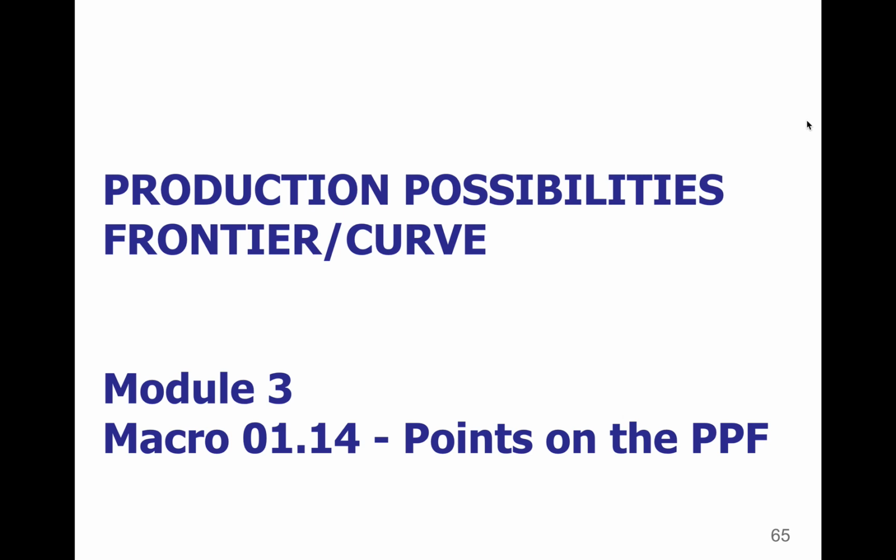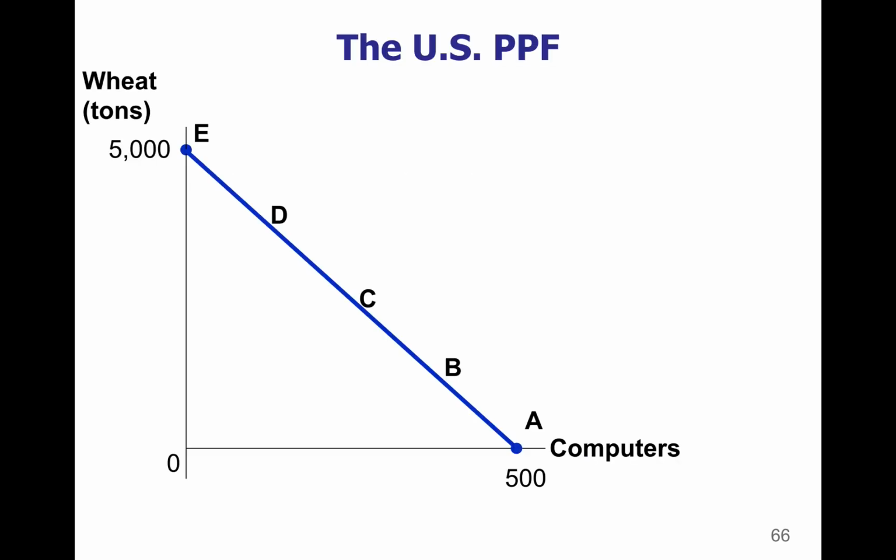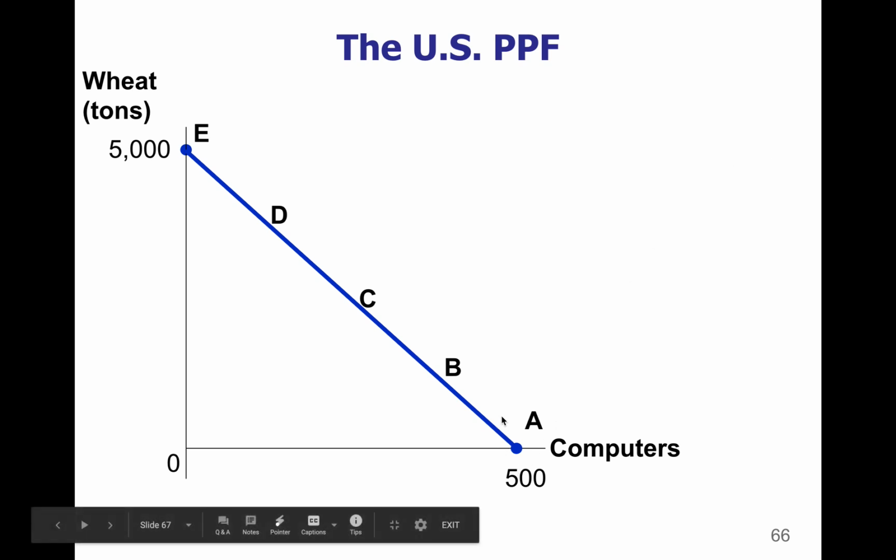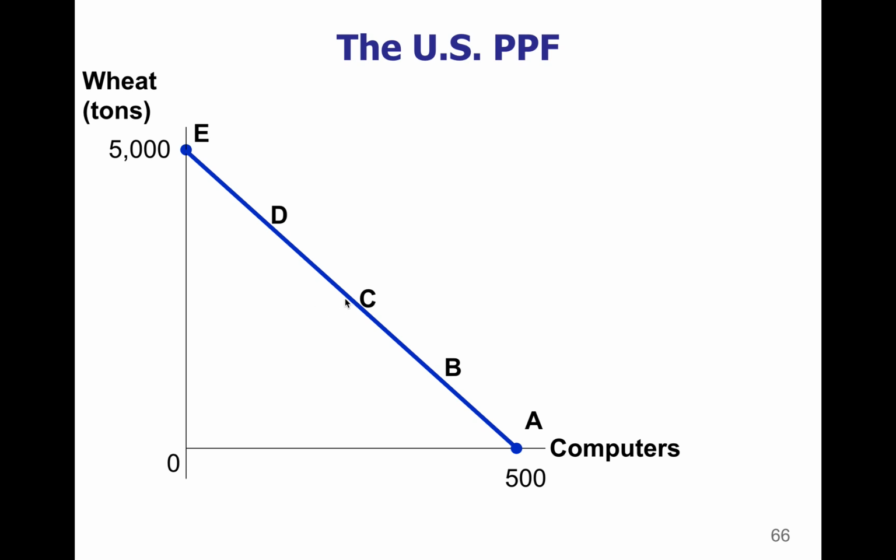This is your economics video on points on the production possibility frontier. In the last video, we talked about a U.S. production possibility frontier, and here's just a basic example with wheat and computers. I just added several points. If we say that all of these points are on this particular PPF line, they all represent a certain combination of wheat and computers.